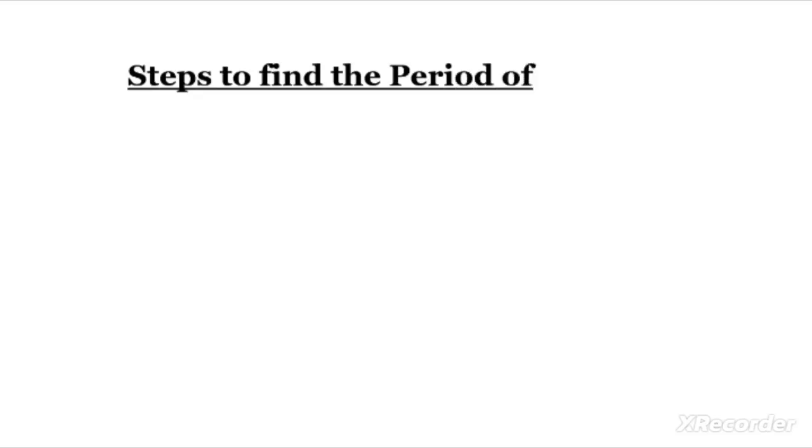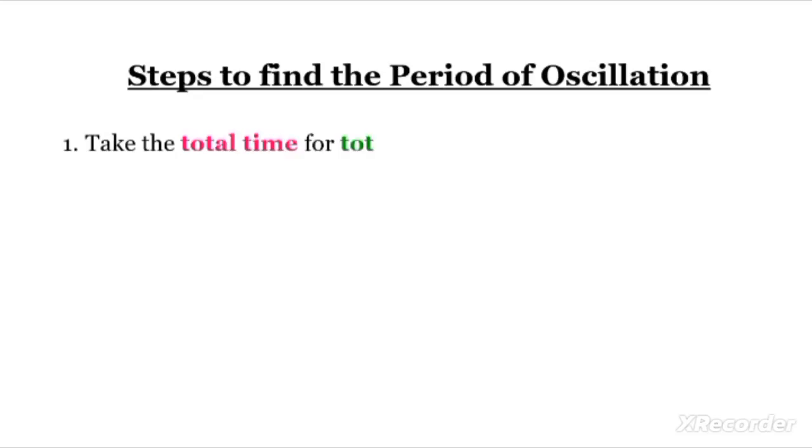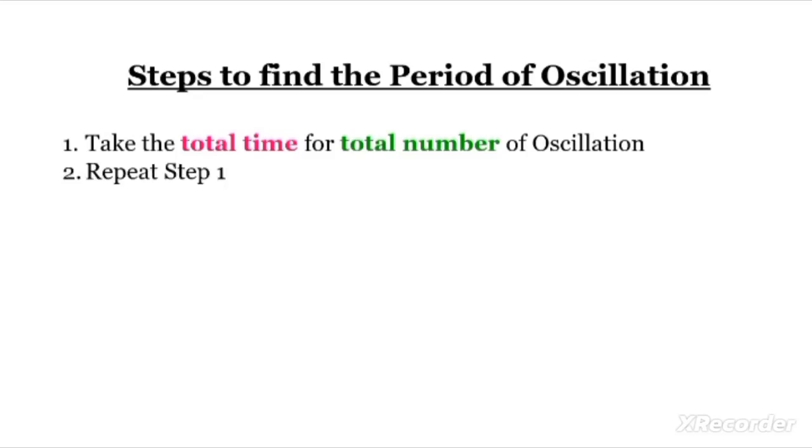Let us look at the steps that we can follow to find the period of oscillation. The first thing that we need to do is to take the total time for a total number of oscillations. Then number two, we need to repeat step one. Step number three, we need to take the average of the trials of the total number of oscillations.